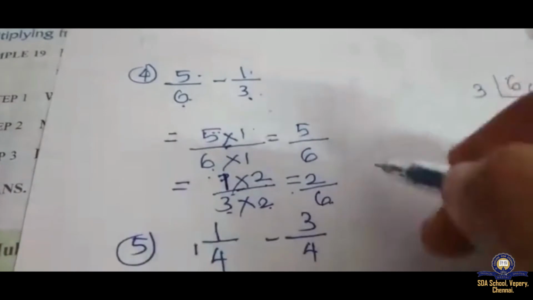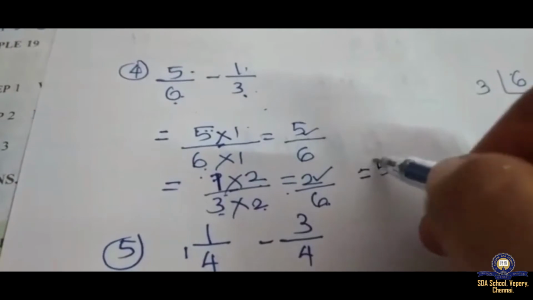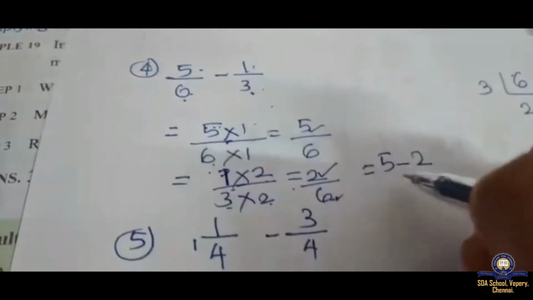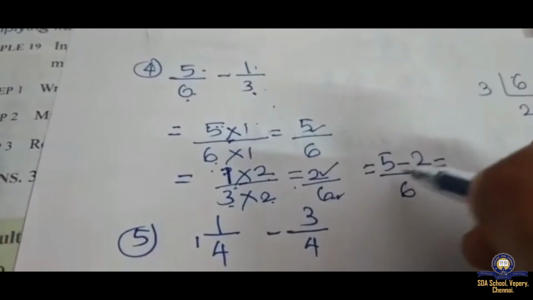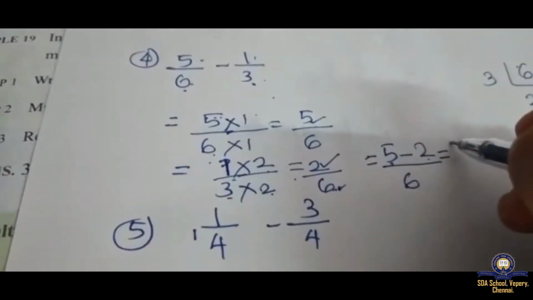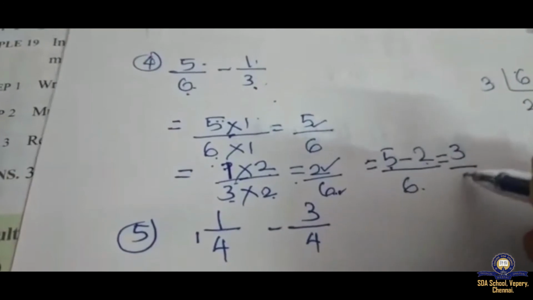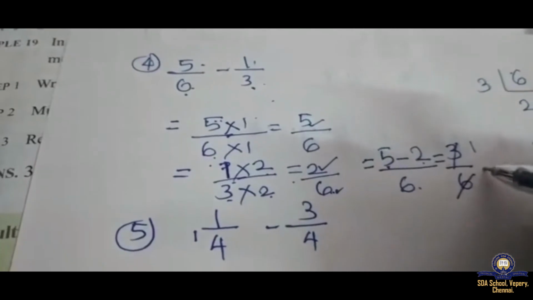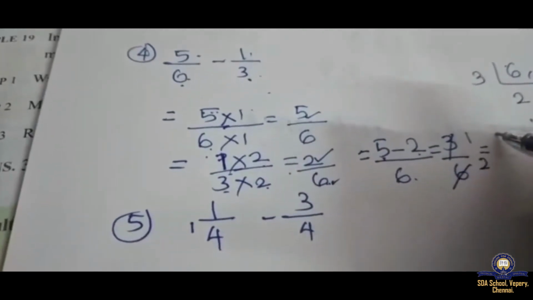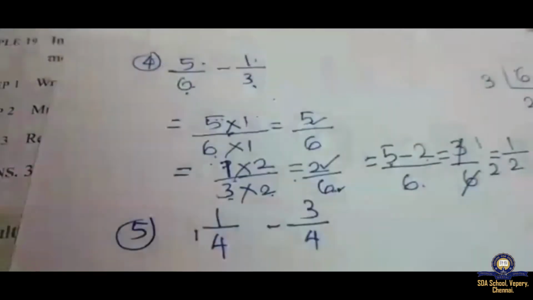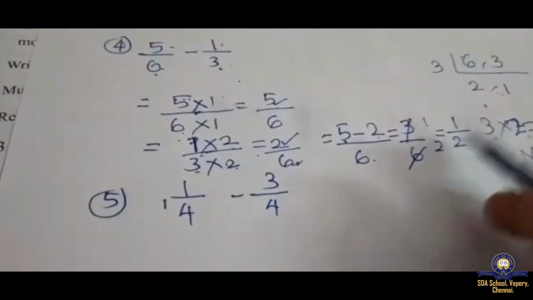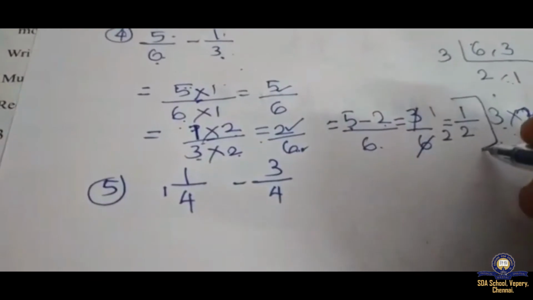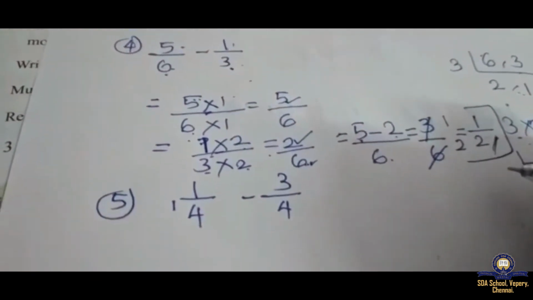So the denominator here is 6. The next step, take the numerators and subtract: 5 minus 2, with denominator 6. If you minus 2 from 5, what will we get? 3. So 3/6. We can reduce it to the lowest terms. One 3 is 3, two 3s are 6. So 1/2. Till here is the answer. Got it? Correct. Now the next one, students.